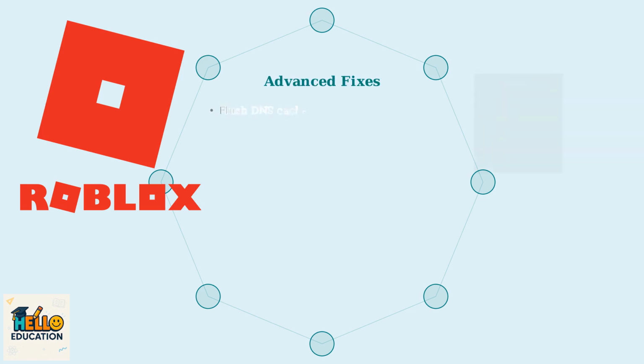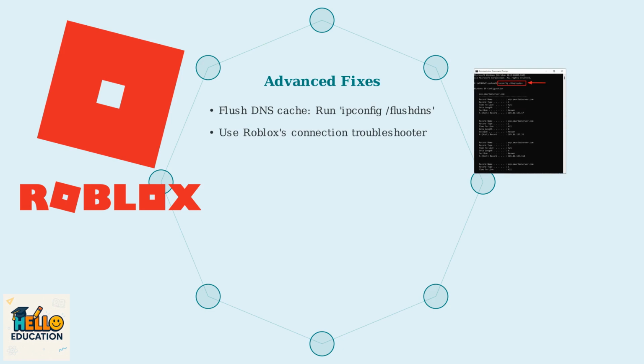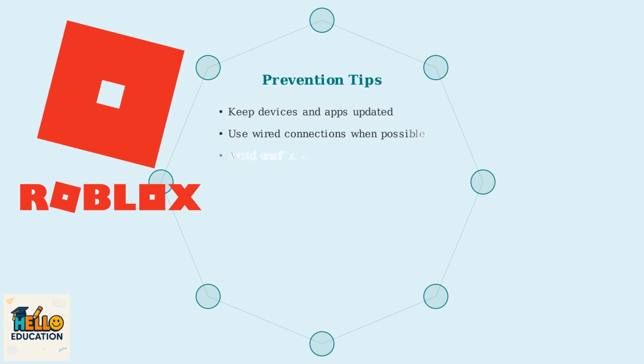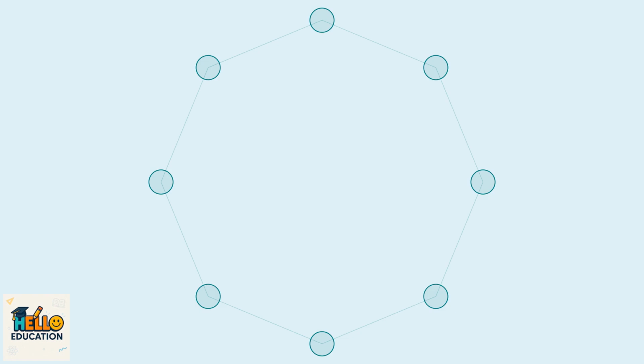For advanced fixes, flush your DNS cache by running ipconfig /flushdns in the command prompt. You can also use Roblox's built-in connection troubleshooter tool. To prevent Error 277, keep your devices and apps updated, use wired connections when possible, and avoid unofficial fixes that could violate Roblox's terms of service.